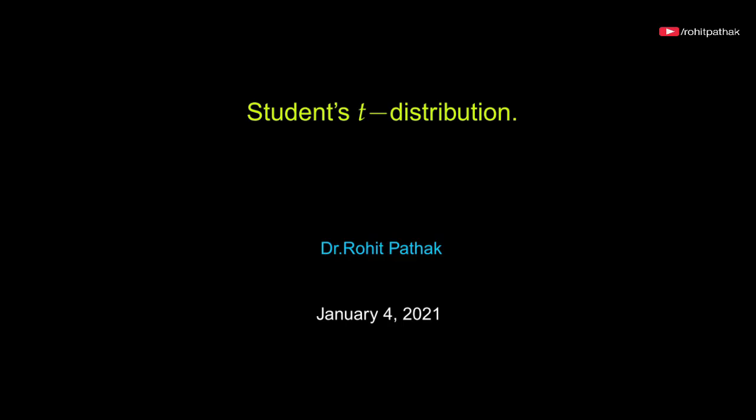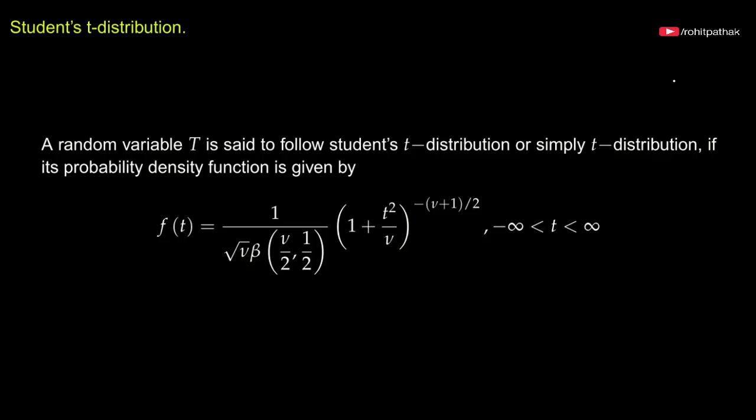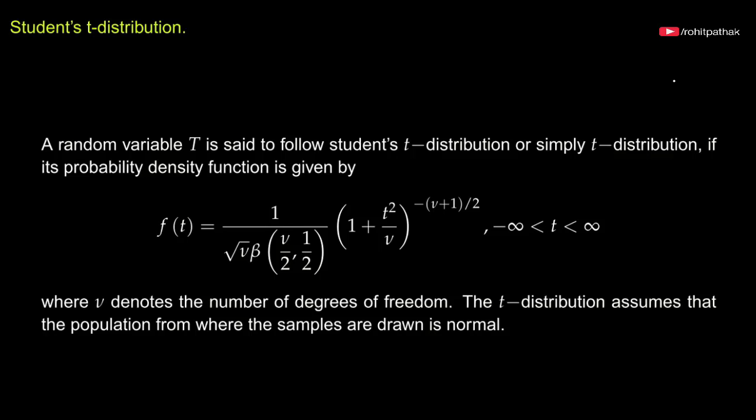So let's discuss what is Student's t distribution. A random variable t is said to follow Student's t distribution, or simply t distribution, if its probability density function is given by f(t) = 1 upon root nu beta(nu by 2, 1 by 2) into (1 plus t square by nu) to the power minus (nu plus 1) by 2, where t varies from minus infinity to infinity. Here this symbol nu denotes the number of degrees of freedom, which I will discuss later on. And this distribution also assumes that the population from where the samples are drawn is normal.